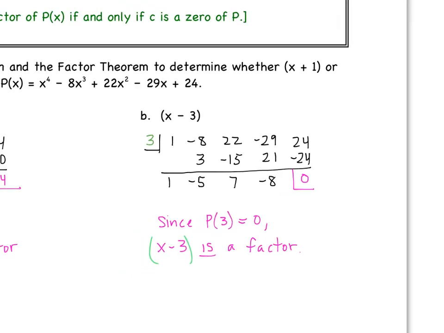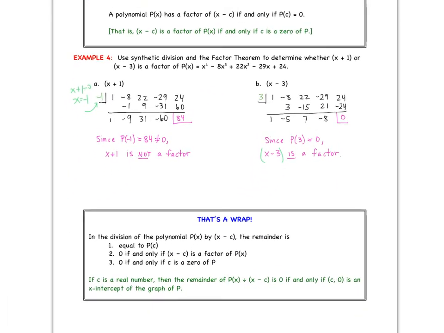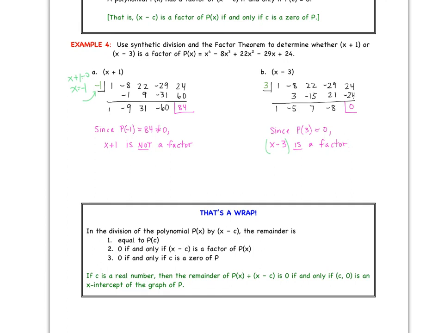So that's all we have for today. In conclusion, you can kind of look at this final summary here. In the division of a polynomial p of x by x minus c, the remainder is equal to p of c, okay? The remainder is 0 if and only if x minus c is a factor of that polynomial. And the remainder is 0 if and only if c is a 0. It's just another way of saying that term.